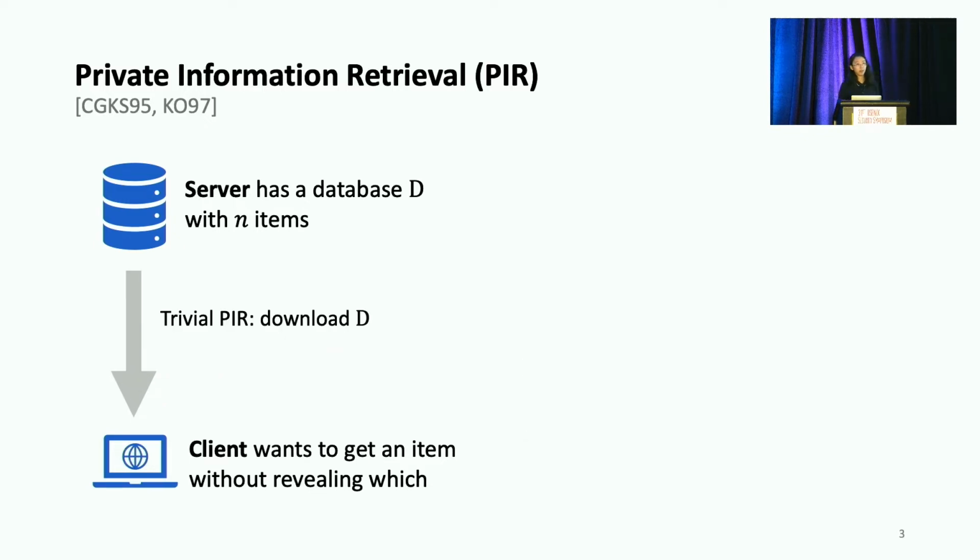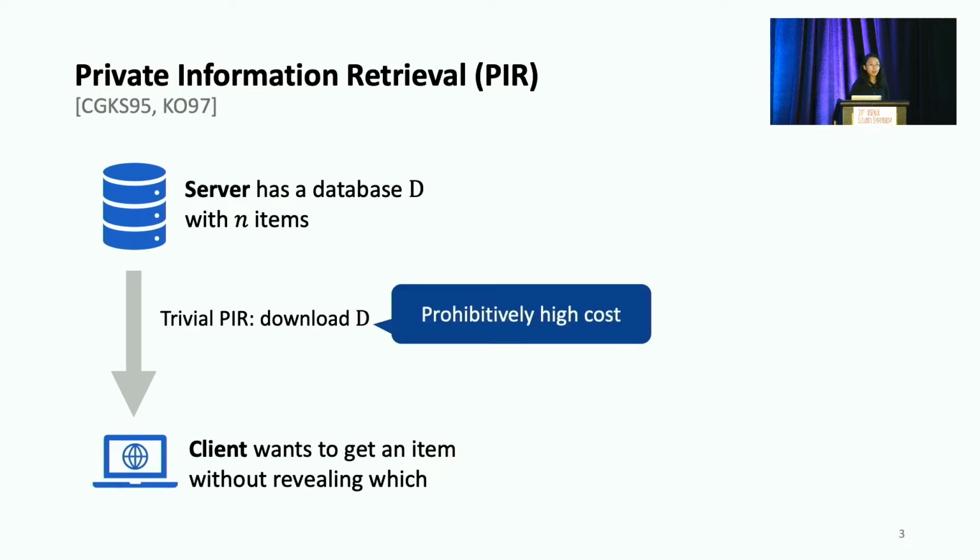So how do we construct PIR? A trivial solution is just to have the client download the entire database, no matter which item it wants to retrieve. This works, it's private, but it has very high cost. The communication is linear in the database size, so this has no hope to be used in practice.